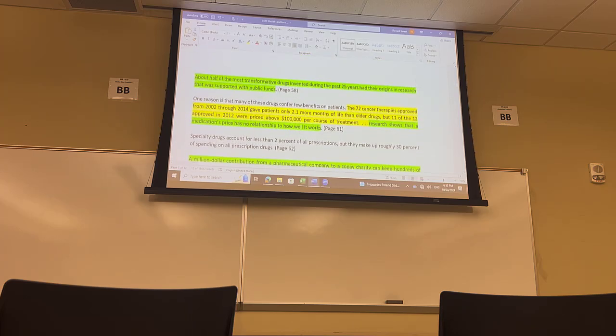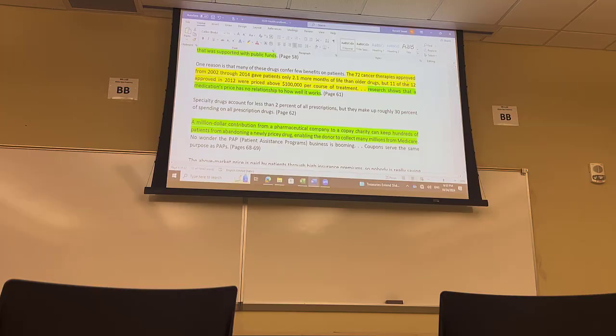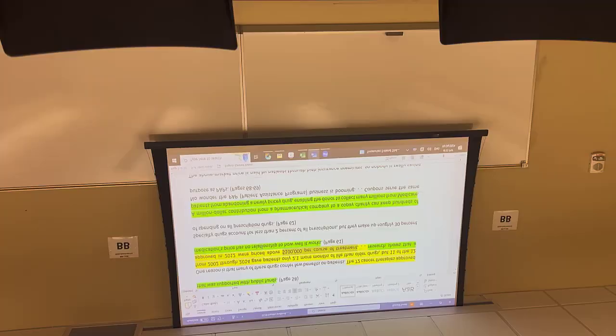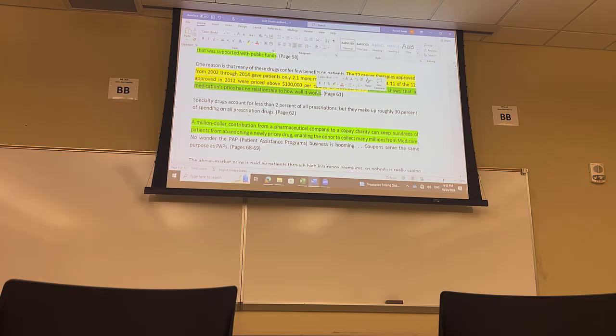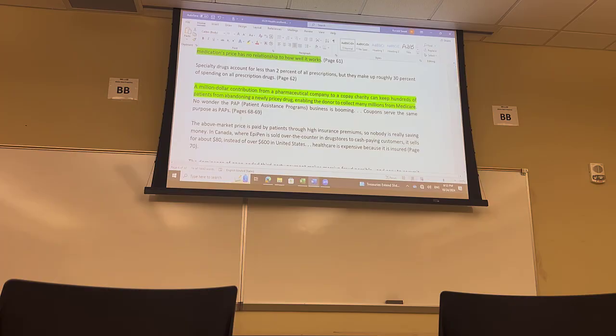About half of the most transformative drugs invented in the last 25 years had their origins in research that was supported by government funds. The 72 cancer therapies approved during those years gave patients only 2.1 more months of life than the older drugs, but 11 to 12 approved were priced above $100,000 per treatment. Research shows that a medication's price has no relationship to how well it works. That's a pretty scary comment. $1 million contribution from a pharmaceutical company to a copay charity. Yeah, this is pretty hilarious and sad.